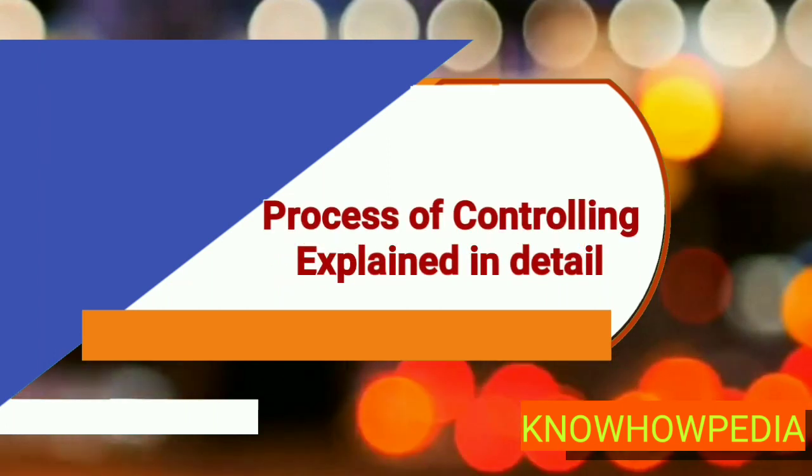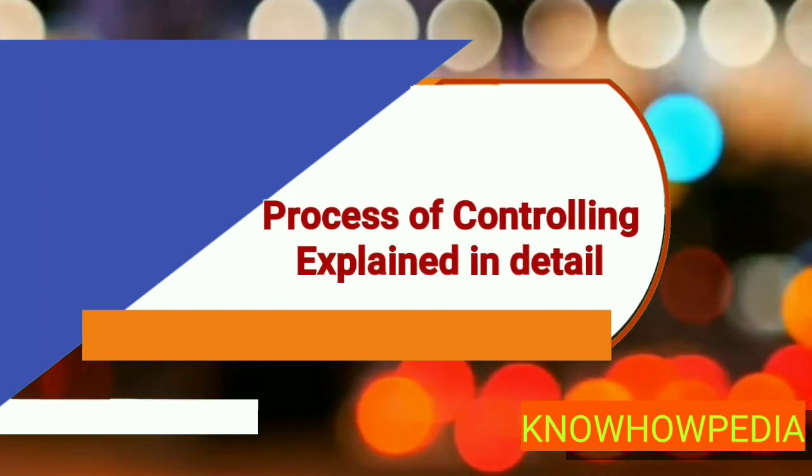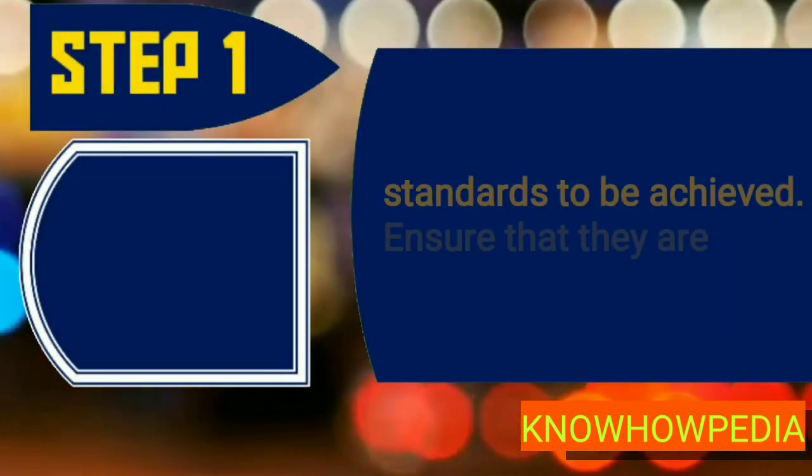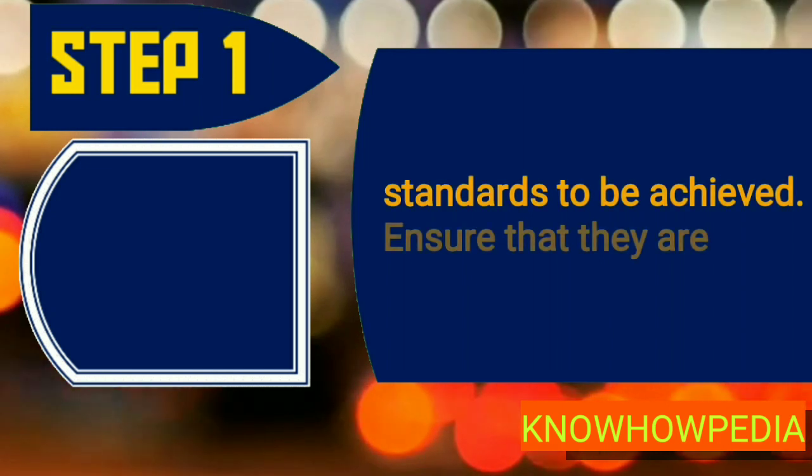In the process of controlling there are 5 steps, and each step is very important, and each step has its own prominence in this entire process. The first step is called the setting of standards step.